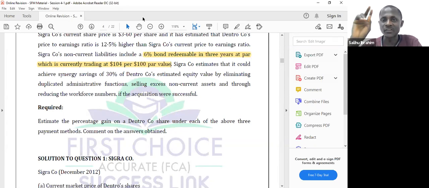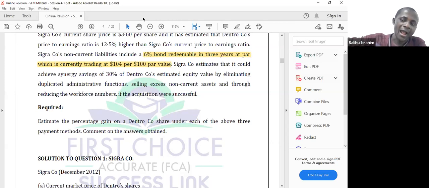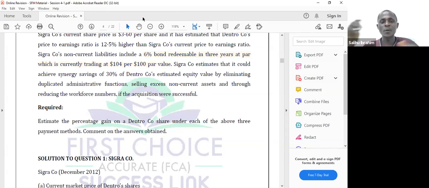So my assumption here is that my existing 6% bond and the 2% bond I want to issue to the shareholders of Dentroco have the same level of risk. Therefore, if I compute the cost of the existing bond, it will be the same as the cost of the bond I want to issue. In this question, it is very possible for me to compute the cost of my existing bond. How do I do that? You use your internal rate of return interpolation formula.